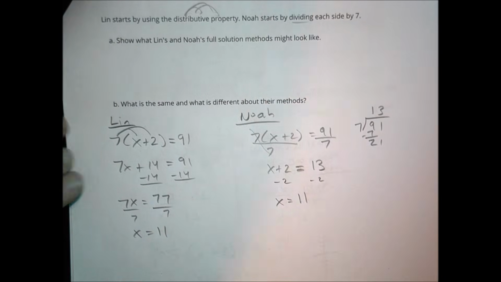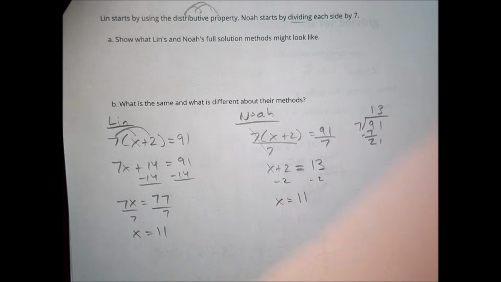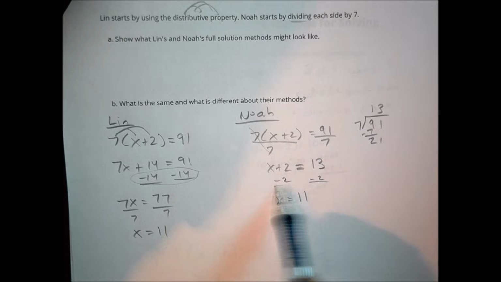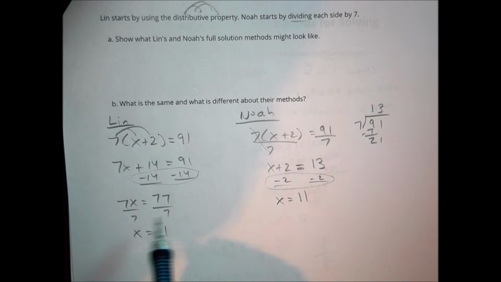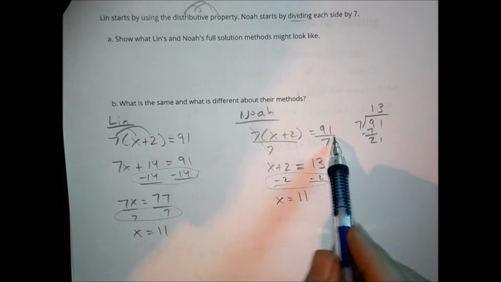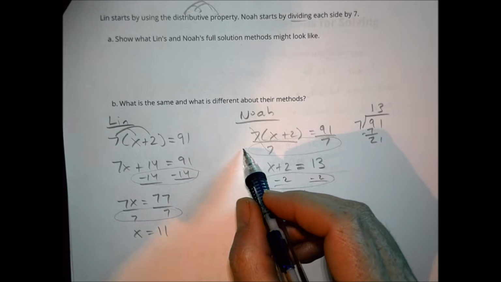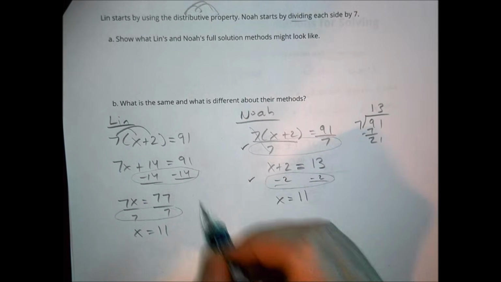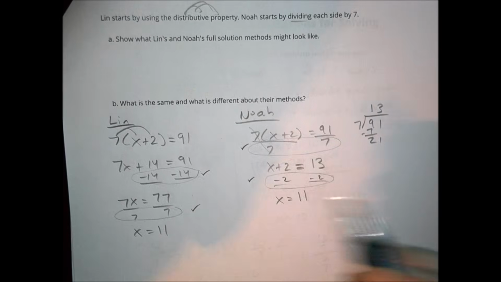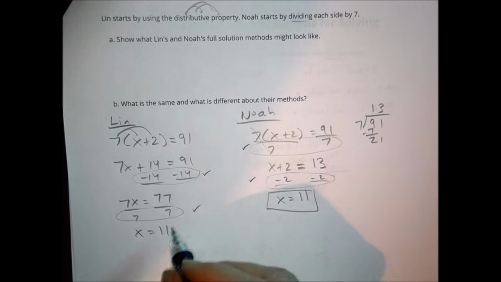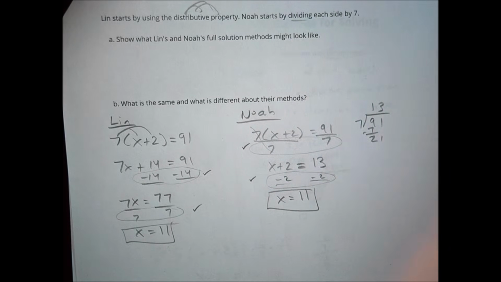Do both methods work? Yes, they do. What's the same, what's different? Either way, you're going to have some spot where you're subtracting. Here we're subtracting 14, here we're subtracting 2, and you're going to have a spot where you're dividing. Here we're dividing by 7, and here we're dividing by 7. Now the order's different, isn't it? Here we divided and then subtracted. Here we subtracted and then divided. And so as a result, you end up with a different process, but the same solution. So what's the same about them is the solution's definitely the same, even though the methods are different.